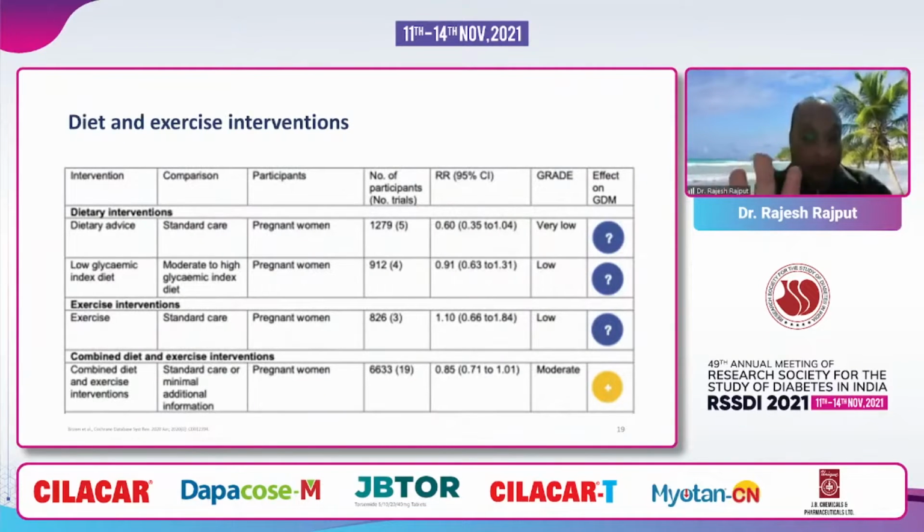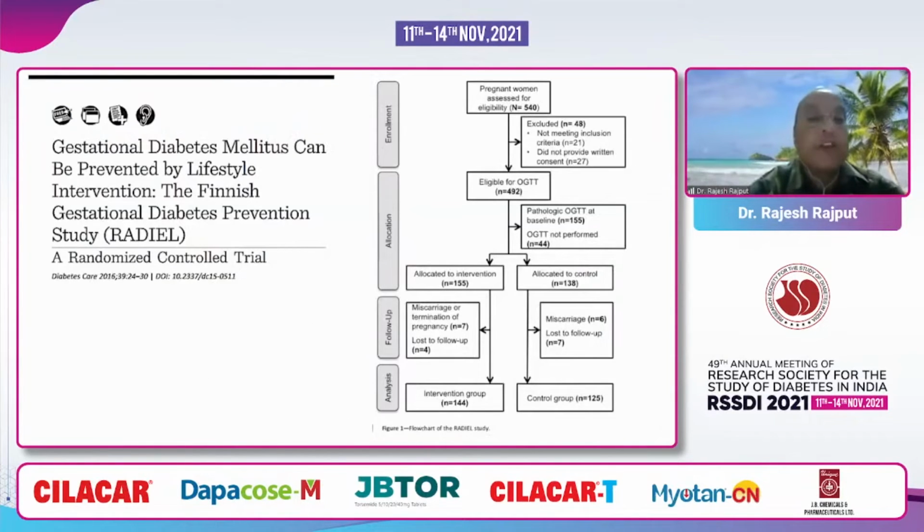So if we summarize these 5 important studies, as I have told you, for isolated dietary advice and use of low glycemic index, the effect on GDM is controversial. For exercise alone, the effect on GDM is controversial. Not only that, the quality of these studies is graded as very low. In contrast, in the study published in 2017 in a Cochrane meta-analysis, it has been seen that a combined diet and exercise intervention has some benefit in reducing the prevalence of GDM, with a moderate grade of evidence.